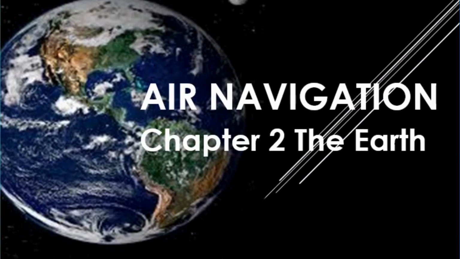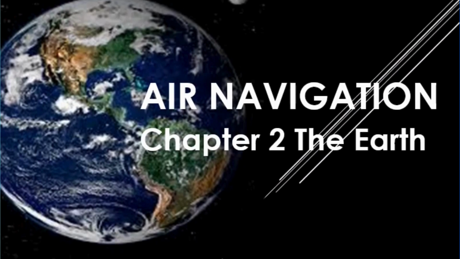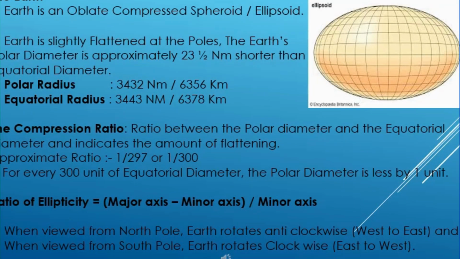So today we are starting with the second chapter of air navigation, which is the Earth. The shape of the Earth is oblate, compressed, spheroid or ellipsoid. As you can see in the picture, the Earth is not a perfect sphere. It is slightly flattened at the poles. It is because the Earth's polar diameter is approximately 23.5 nautical miles shorter than the equatorial diameter.